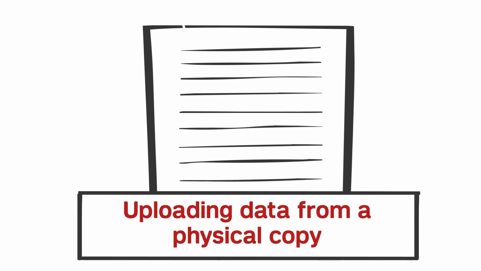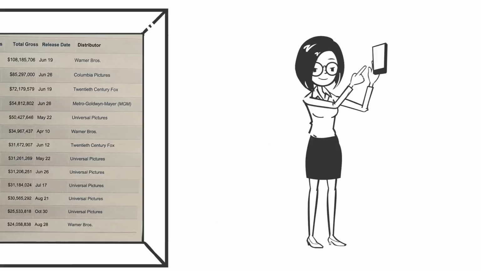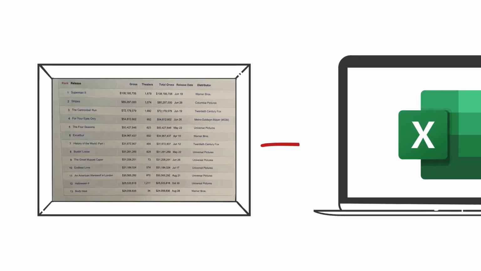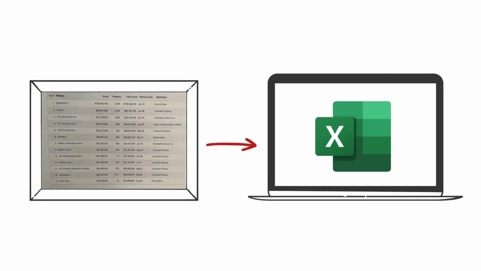Let's say you have to import data from another table, but it's only available as a physical printout. First, take a clear photo of the printout. Here's a photo of a table showing box office figures for the top movies of 1981. Let's upload that to the computer where we're using Excel.